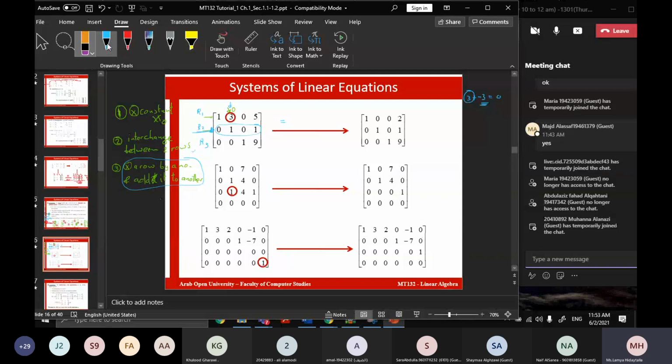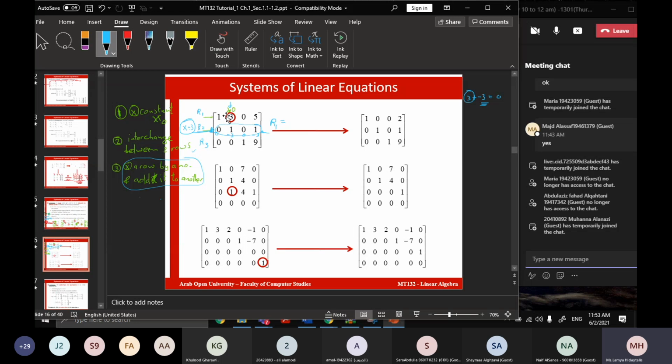So this is R1. I want to write the new R1. What if I multiply R2 by minus 3? Put it in your mind, just don't change this line. If I multiply by minus 3, 0 times minus 3 is 0, 1 times minus 3 is minus 3, 0 times minus 3 again is 0, and 1 times minus 3 is minus 3. Then I multiplied this row by minus 3.